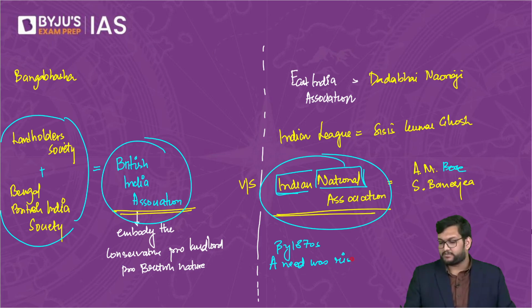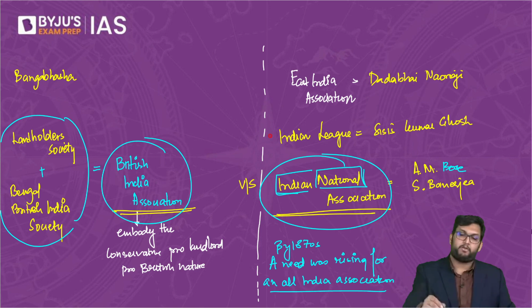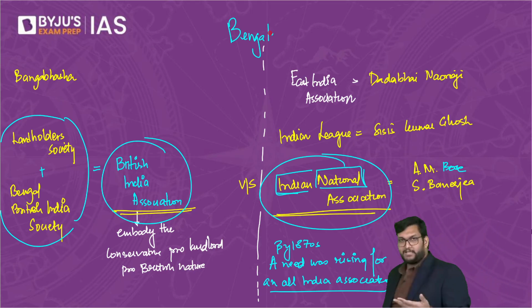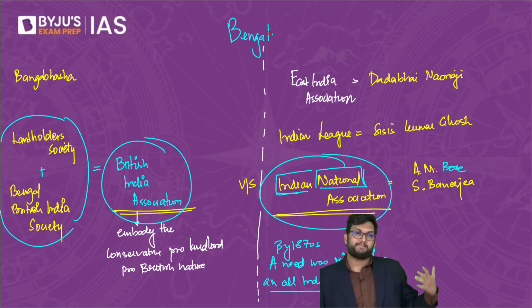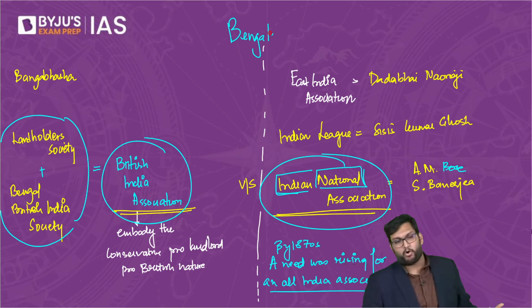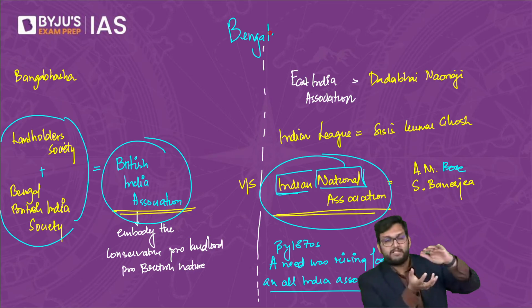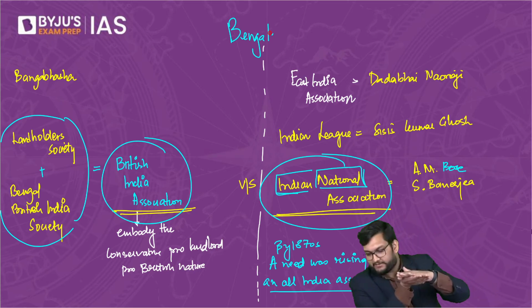So there was a need which was rising for an all India association. Are you getting my point? Because they are specific to Bengal. So the early sparks are about reforming, are about conservatism, but they in turn also lead to the formation of an association which is now calling itself Indian and National. So are you able to see how the base for the INC is getting created?